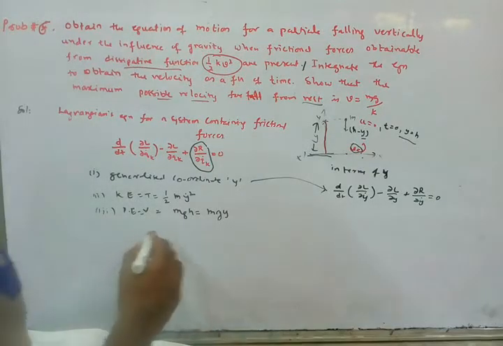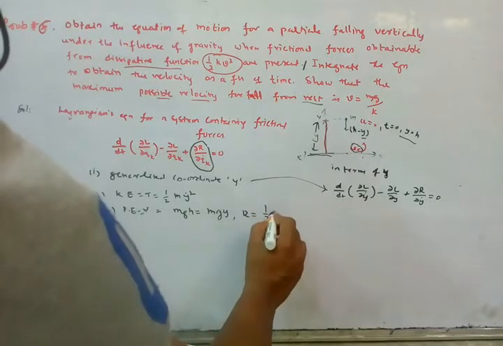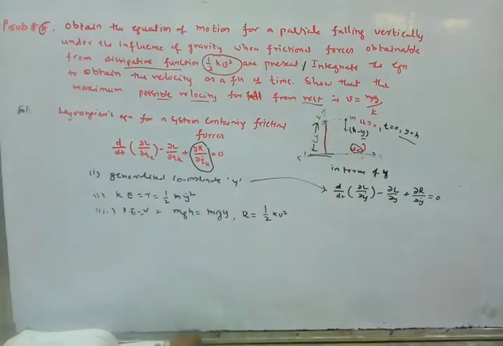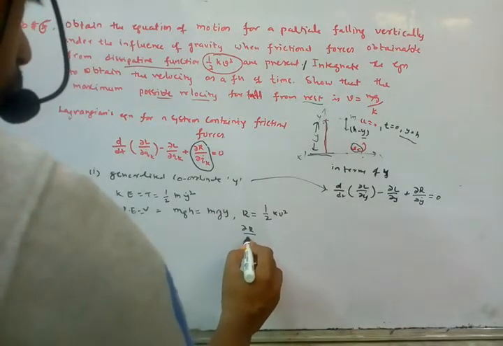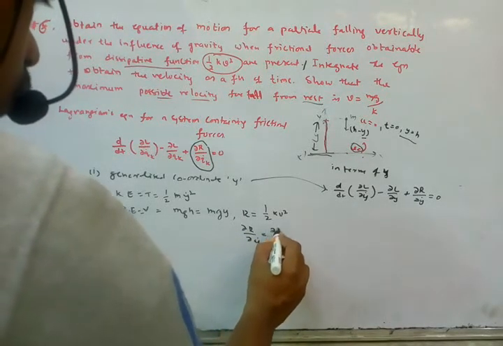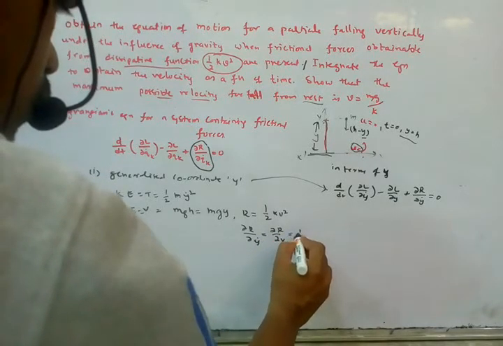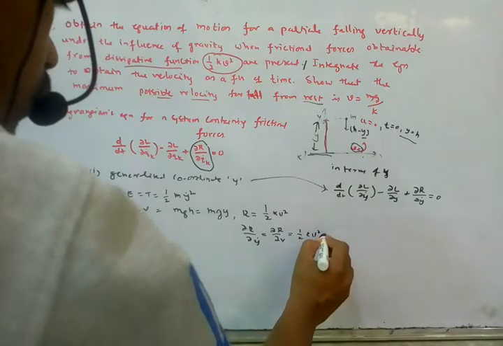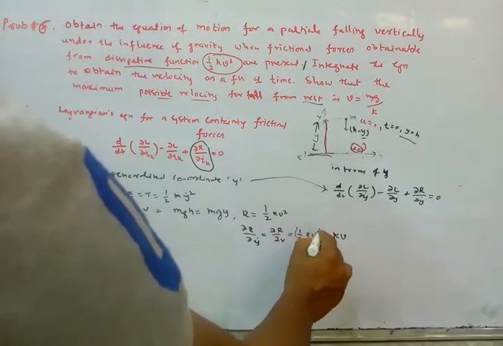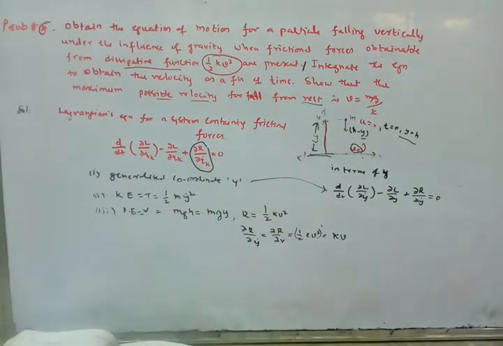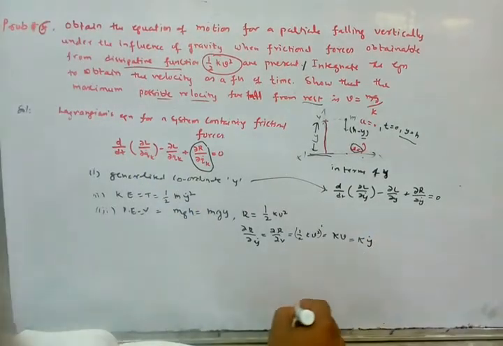One more thing we have is the Rayleigh function, equal to half kV squared, the frictional force. So dou R by dou y dot equals dou R by dou v. Y dot means velocity. Differentiating half kV squared gives kV, that is, k y dot.